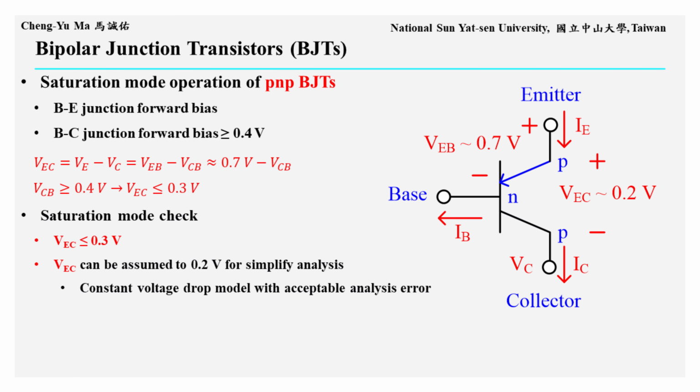By the same reasoning, for a PNP transistor in saturation mode, the BE junction is forward biased and can be approximated by VEB equal to about 0.7 volts. The BC junction must also be forward biased by more than about 0.4 volts, so VCB is greater than 0.4 volts. Therefore, when the emitter collector voltage VEC is within about 0.3 volts, the PNP BJT is in saturation mode. Once it enters saturation, VEC can be approximated as 0.2 volts for fast DC circuit analysis.